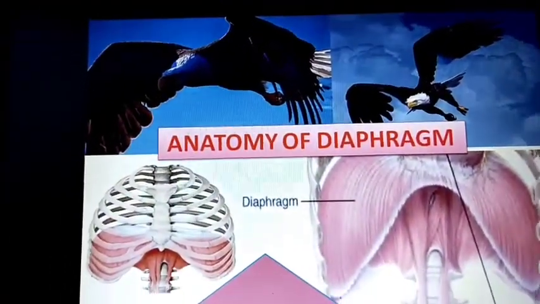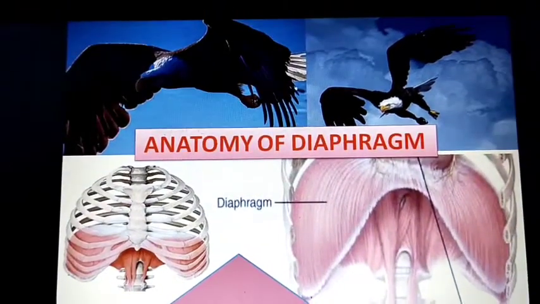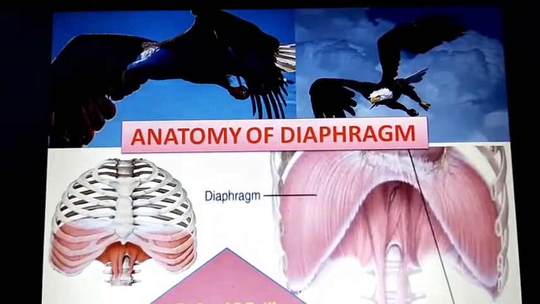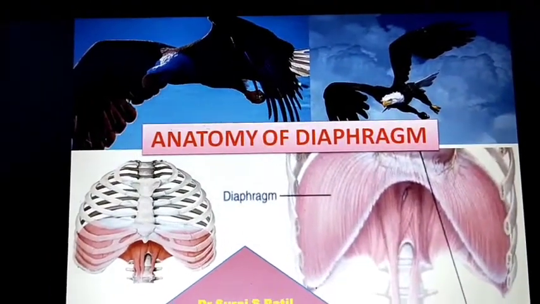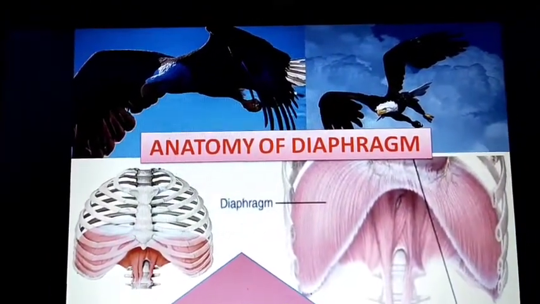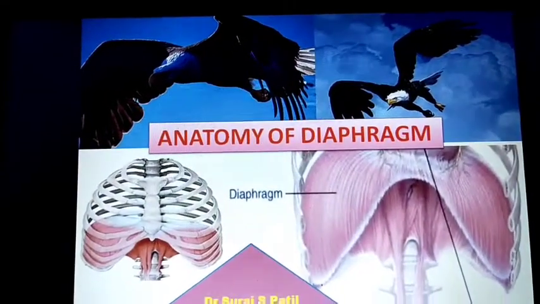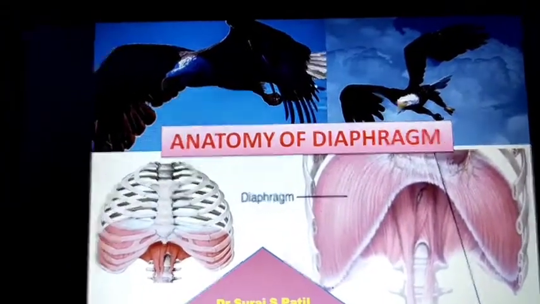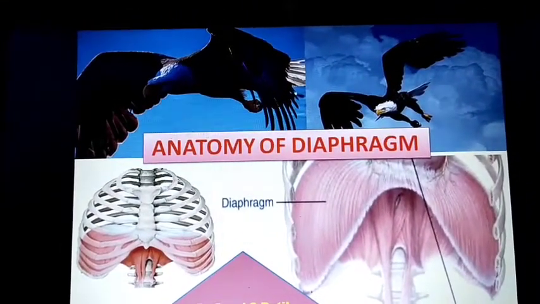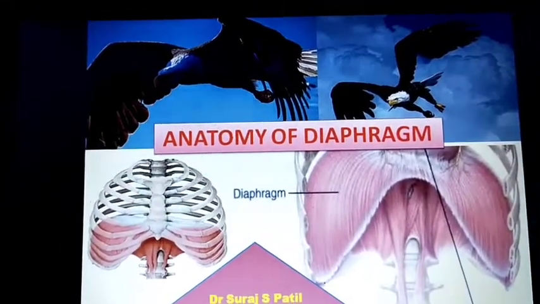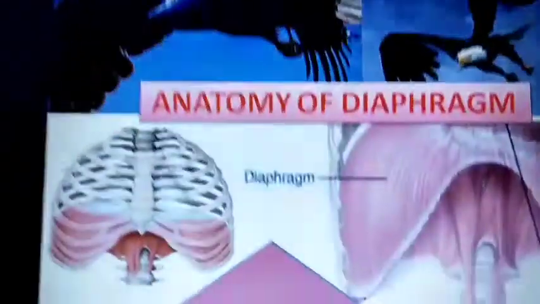The diaphragm is a very important structure in the respiratory system, and it divides the thoracic chamber and abdomen. It separates the thorax and abdomen by a thin sheath-like structure. You can see this in this picture.